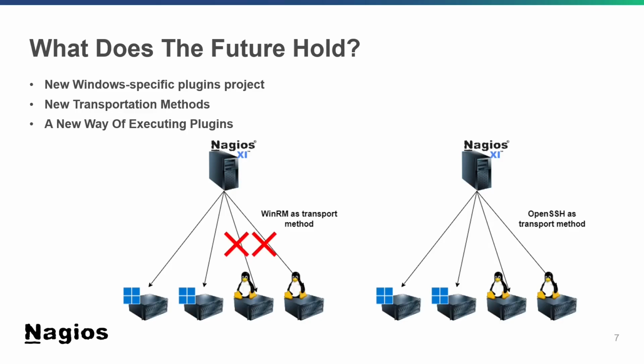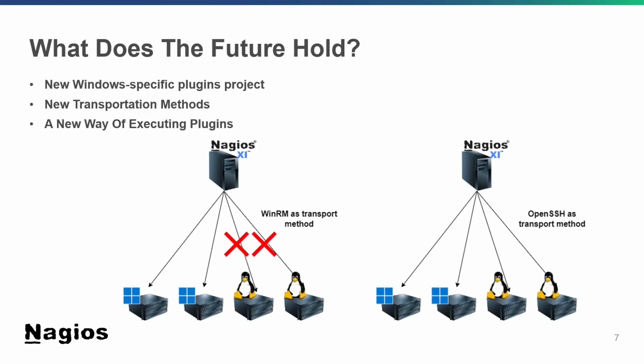New transport methods. The new options are WinRM and OpenSSH. So you may recall from my webinar back in March that OpenSSH was my preferred transportation method. However, I would like to issue a correction here. In that webinar, I did state that WinRM is insecure by default. I was incorrect. It is not insecure by default. It is, in fact, secure by default. In my mind, however, it is still very difficult to configure, but we'll get to that later.